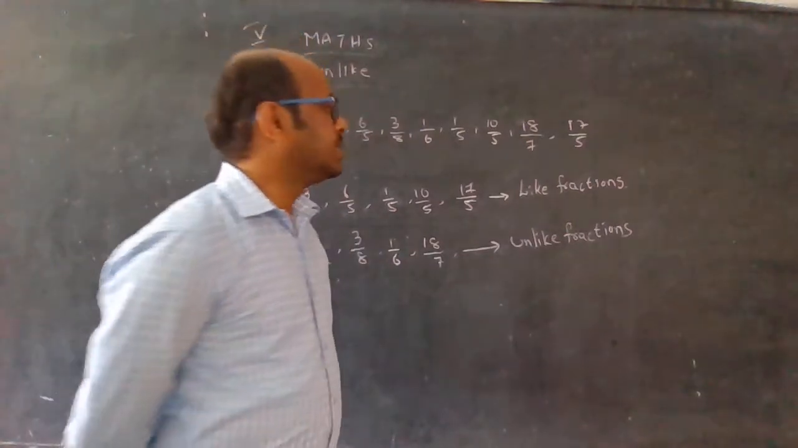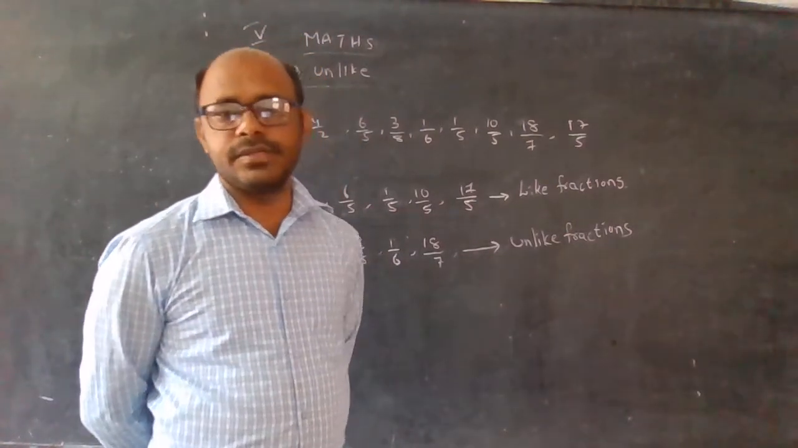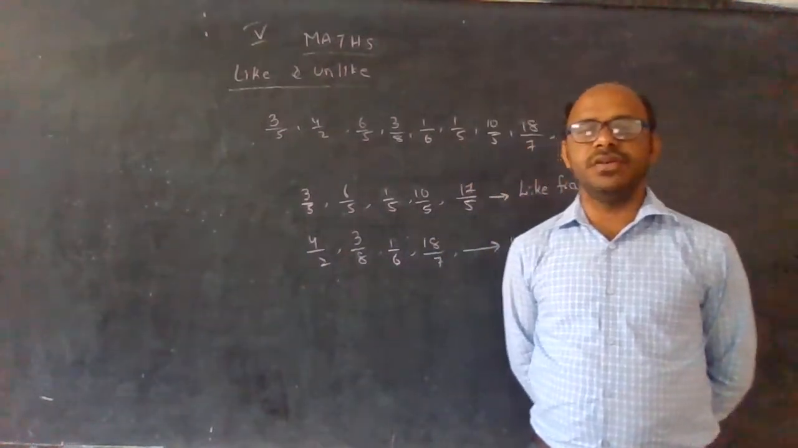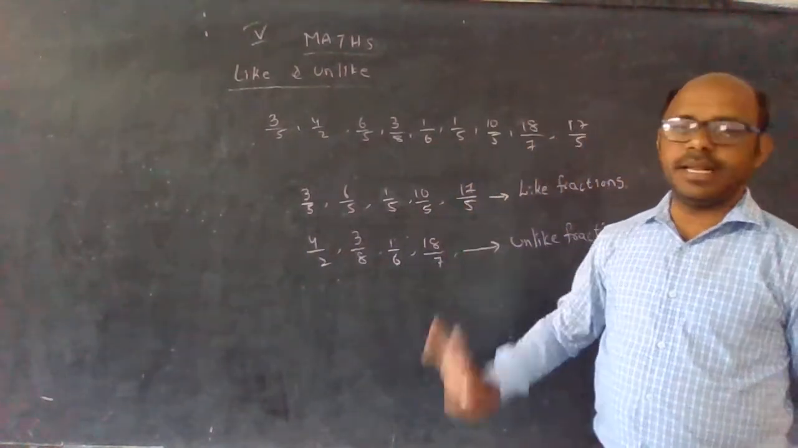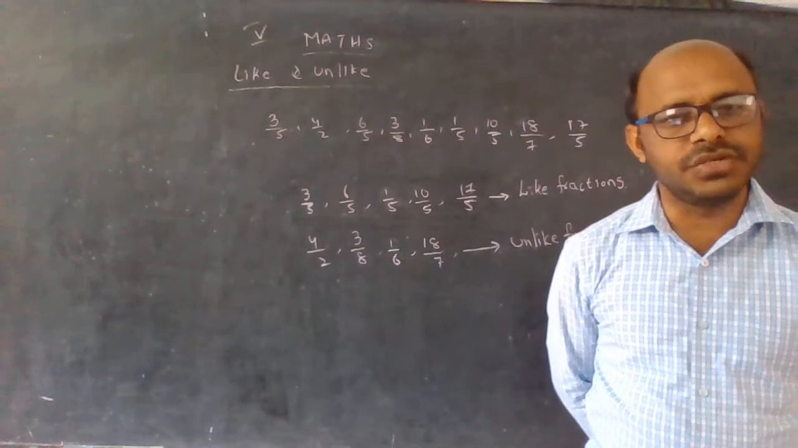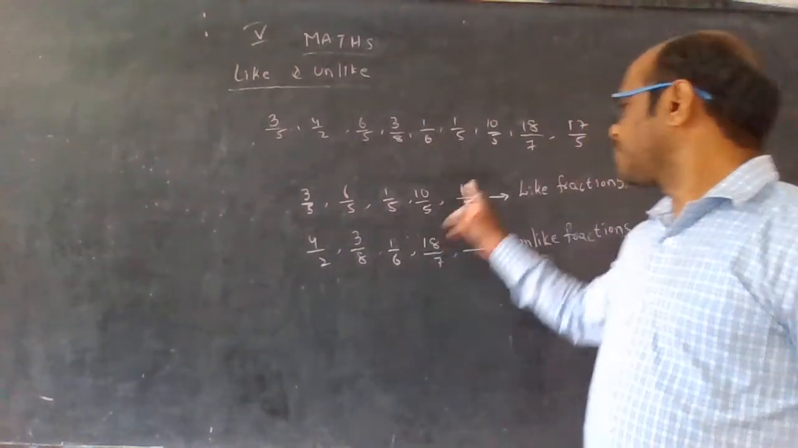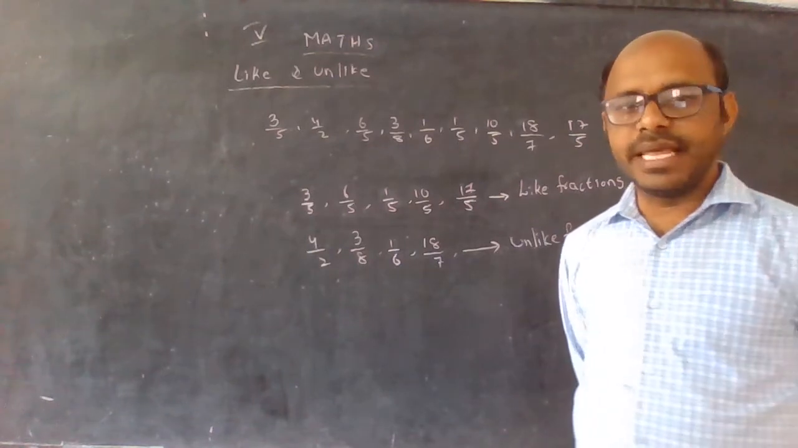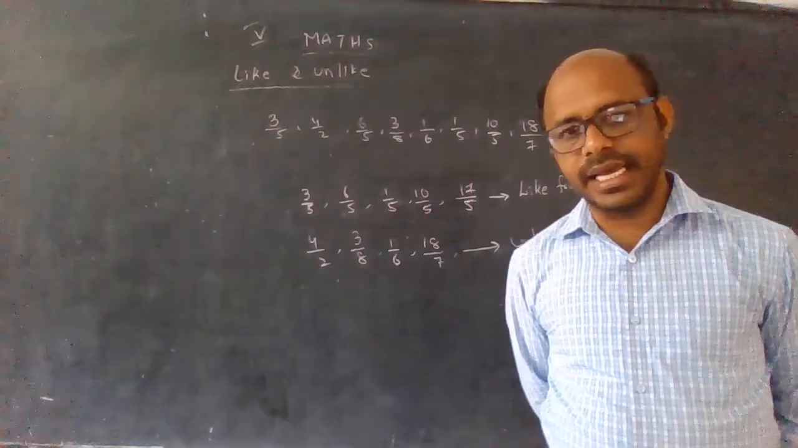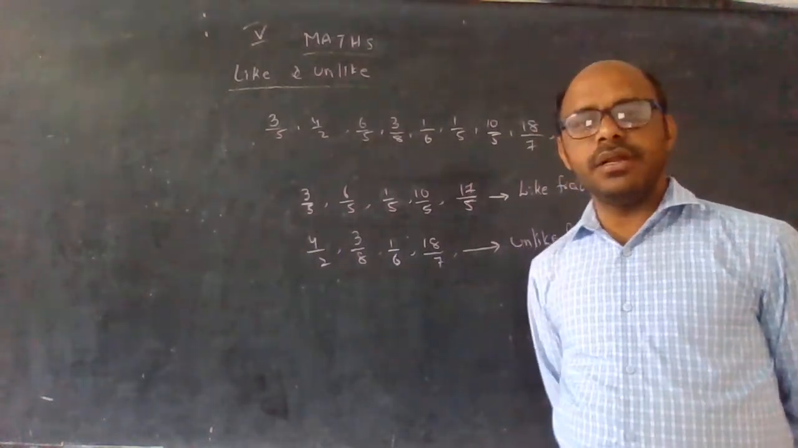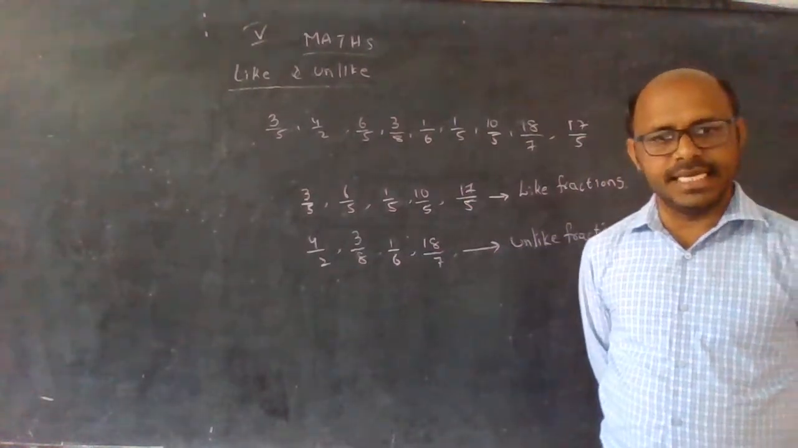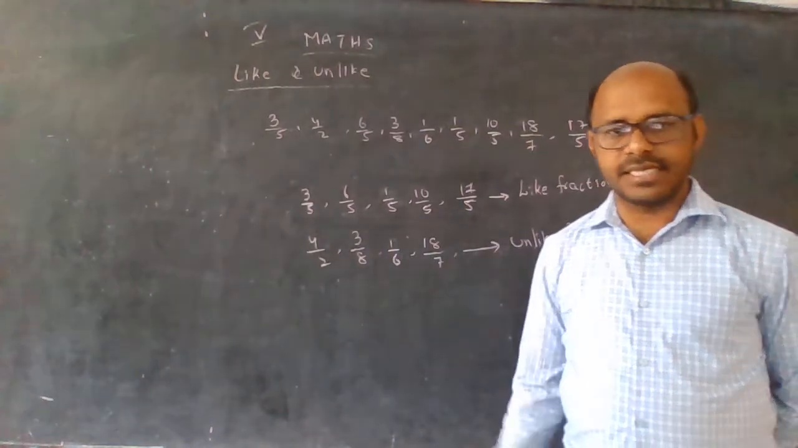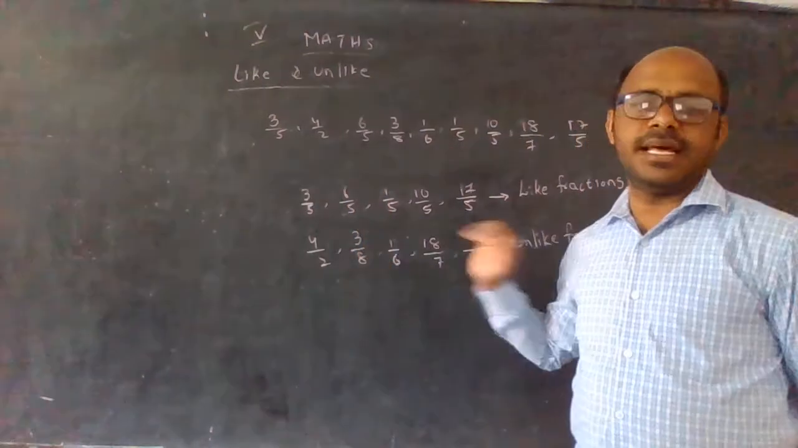Okay children, a few examples: you can write a group of fractions yourself and separate them into like and unlike fractions. You will get it easily with just this one idea. This topic was separating like and unlike fractions.